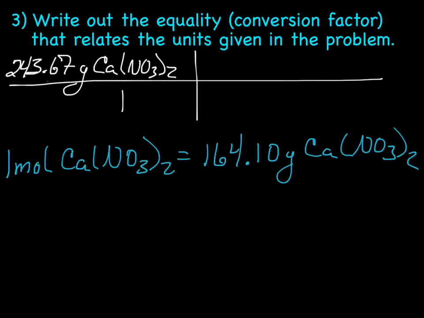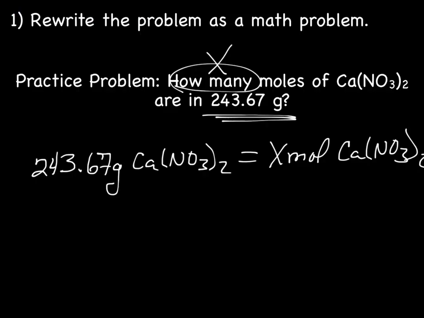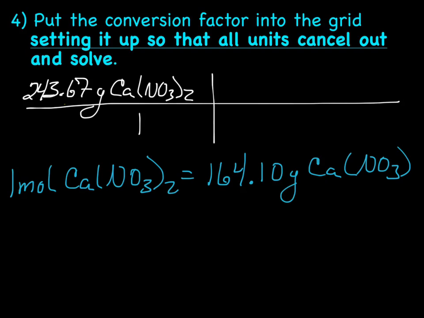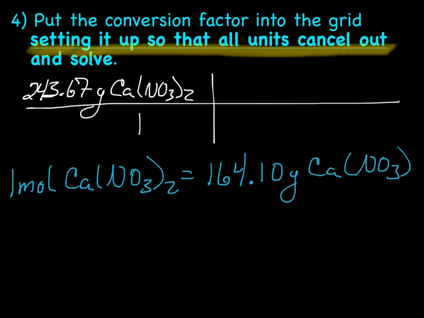So we've now written out our equality or conversion factor that relates the units given in the problem. Really quickly for clarification, our units here are mole and grams. And if we go back to our original math problem, you will see that our units here are grams and moles. Okay. So the next step is to put the conversion factor into the grid, and this is the important part. You need to set it up so that all the units cancel out, and then we'll solve.